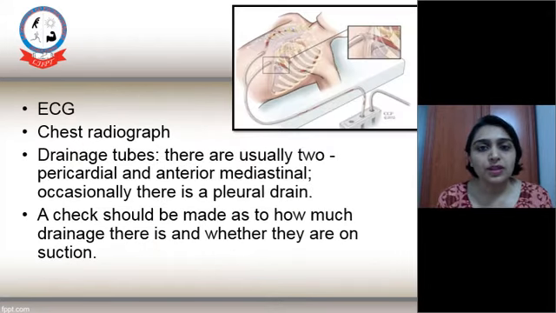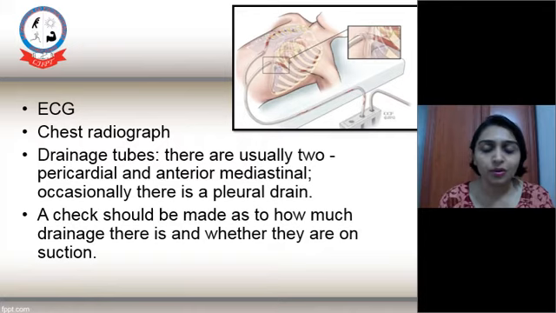Next we are going to see the ECG leads, which are the area where they have placed the ECG. Then the chest x-ray, the chest radiograph should be checked. If there are any issues in the lungs, we need to resolve them through physiotherapy. Then drainage tubes. These types of patients usually have two drainage tubes when they come out from the operation theatre. One is pericardial and another is for anterior mediastinal. Sometimes the patient may also have a pleural drain if there is a chance of pleural effusion. A check should be made as to how much drainage there is and whether they are on suction, that means whether a suction pump is used with the drainage tube or not.